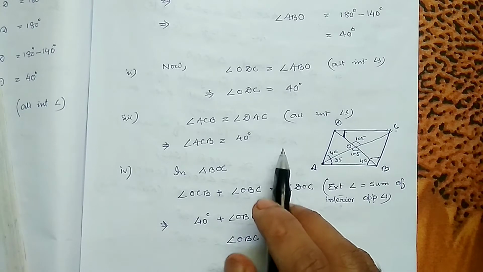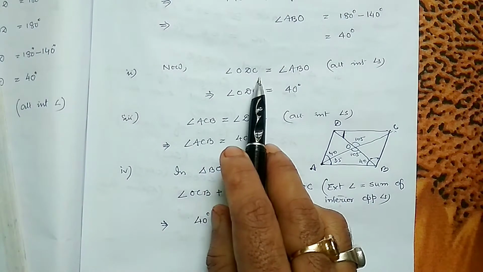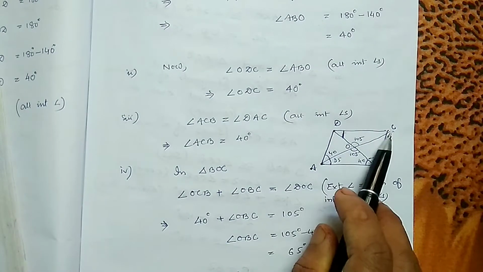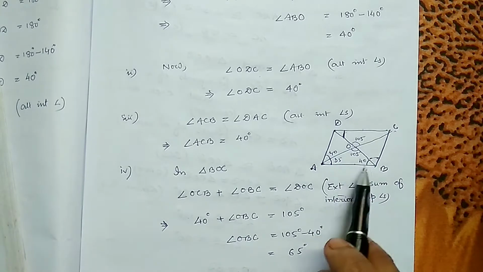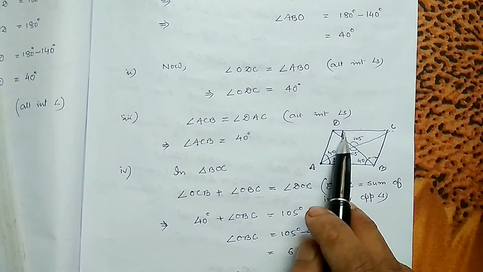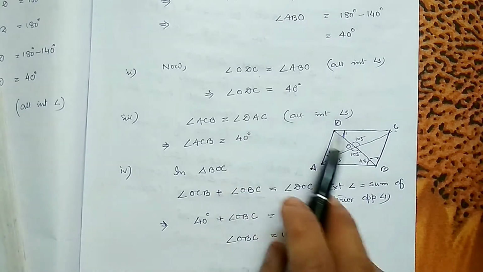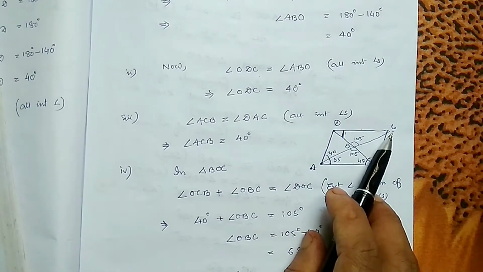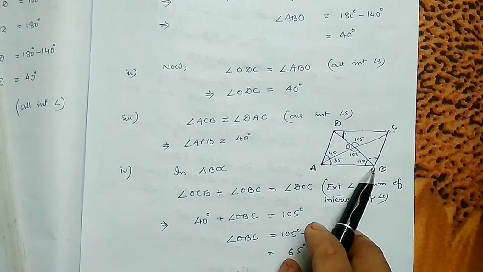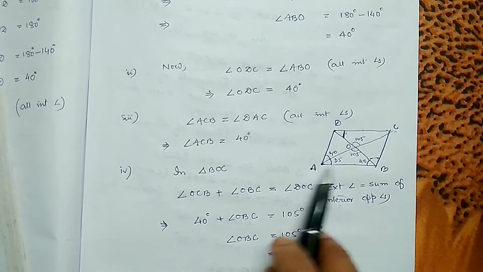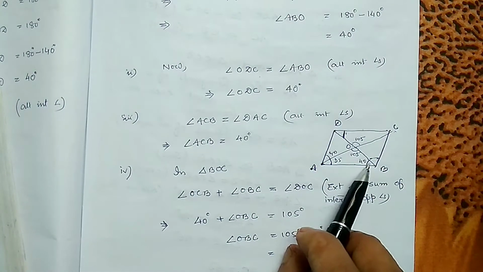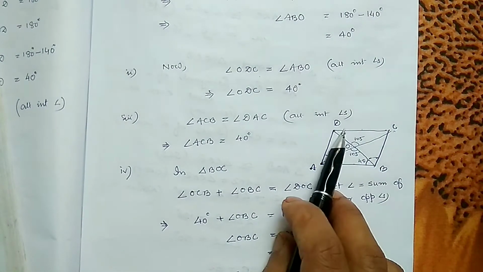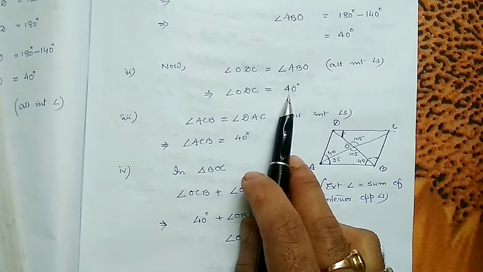Now in the second part, we have to calculate angle ODC. Now ODC and OBA will be equal because these two sides are parallel. So this 40 and this angle must be equal because they are alternate interior angles. So we can write angle ODC will be equal to OBA, or someone can write ABO. Clear? They are alternate interior angles. So since this is 40 degrees, this also will be 40 degrees. So the second part we also got.